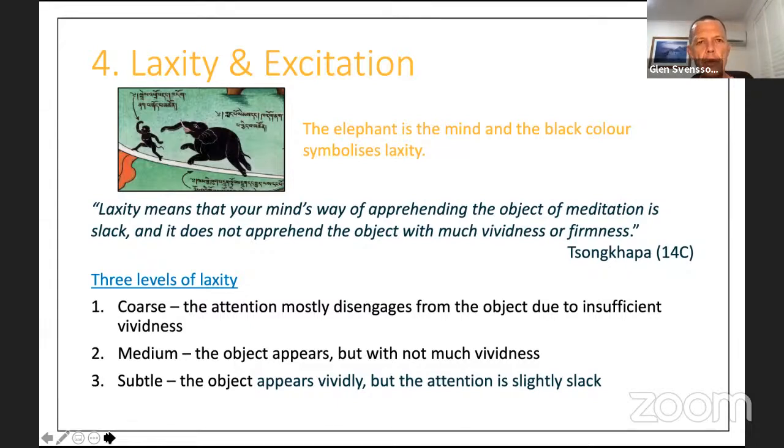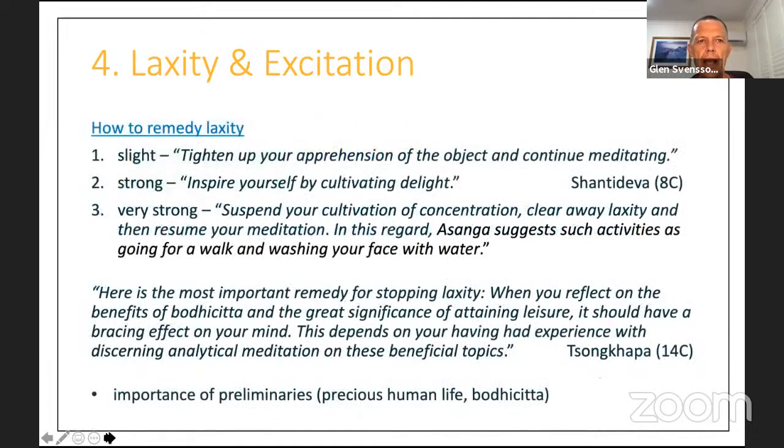So as we move through these 9 stages to shamatha, in the beginning stages we're dealing with very coarse laxity, but then as we move through the stages, we're refining the mind more and more, eliminating more and more subtle levels of laxity as we move towards shamatha. How to remedy laxity? Initially, if laxity is not so heavy, if we're just starting to sink a little bit, then again, quoting Tsongkhapa, he says simply tighten your apprehension of the object and continue meditating. So if you find your mind sinking a little bit, then just sharpen your focus, particularly on the in-breath, and just keep doing that.